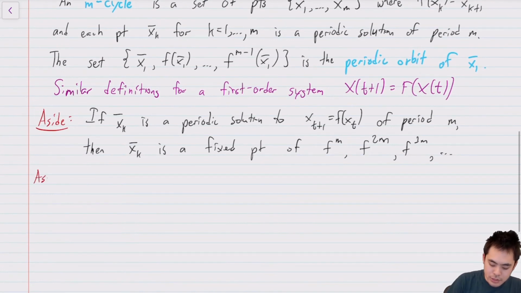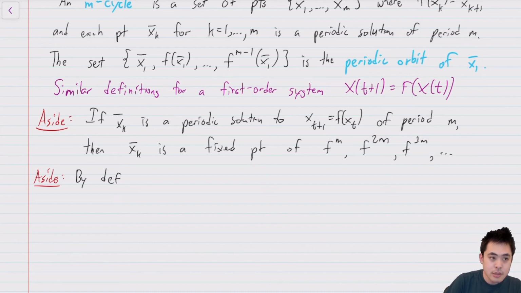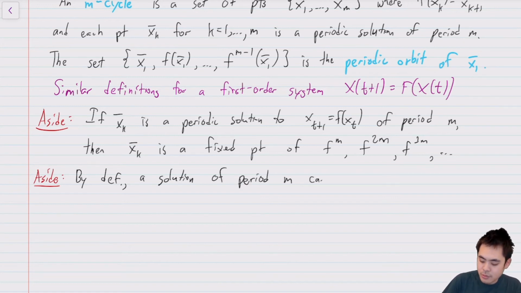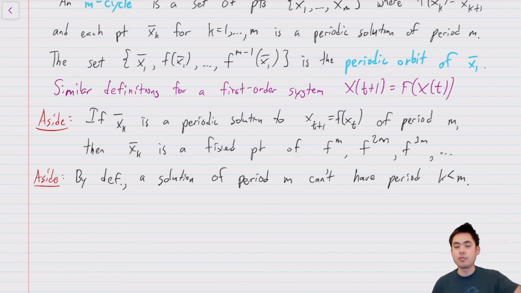And also, I mentioned this earlier, but I'm just going to write it down. Another aside is that, by definition, a solution of period m can't also be a solution of period k less than m. Basically, it has to actually take the full m steps to come back around. We'll see some more examples of this in the next lecture that expands on this, but I'm just going to go through and give you the high-level picture here first.